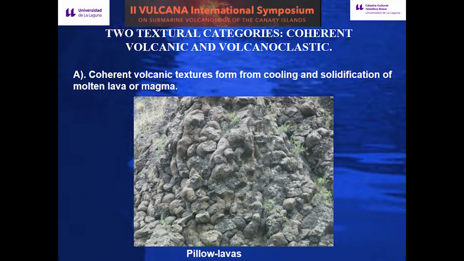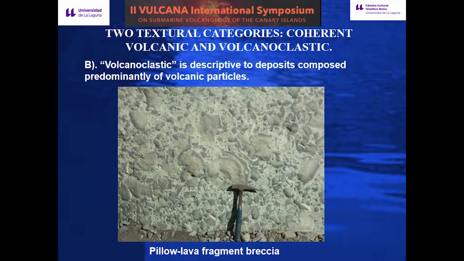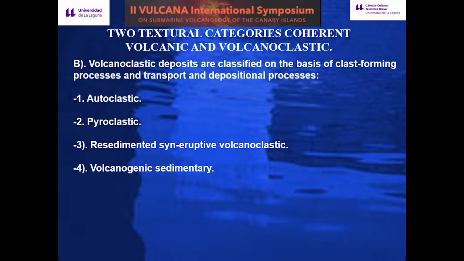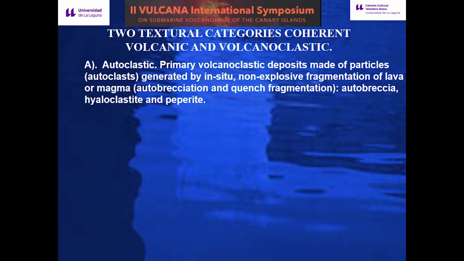For example, this Peru lava. Volcanoclastic is described as deposits composed predominantly by volcanic particles. You can see the Peru lava fragment breccia. Volcanoclastic deposits are classified on the basis of clast-forming processes and transport and depositional processes in autoclastic, pyroclastic, resedimented syneruptive volcanoclastic, and volcanogenic sedimentary. Some examples are shown after.